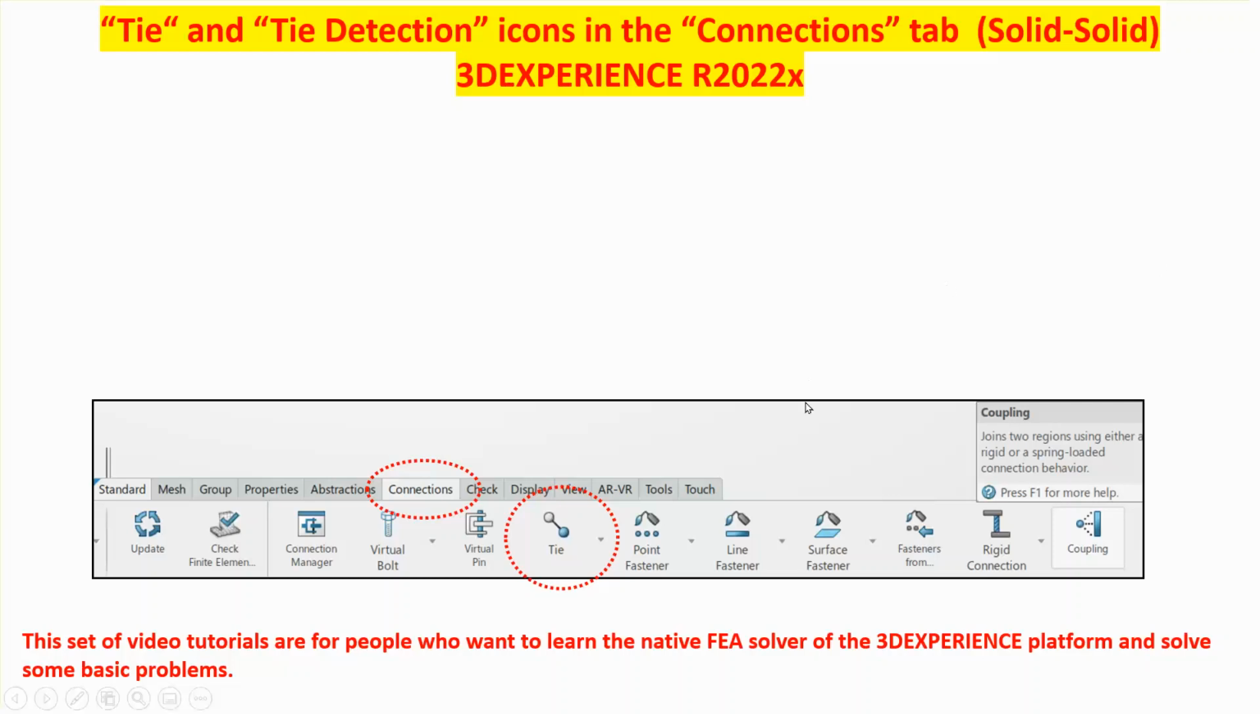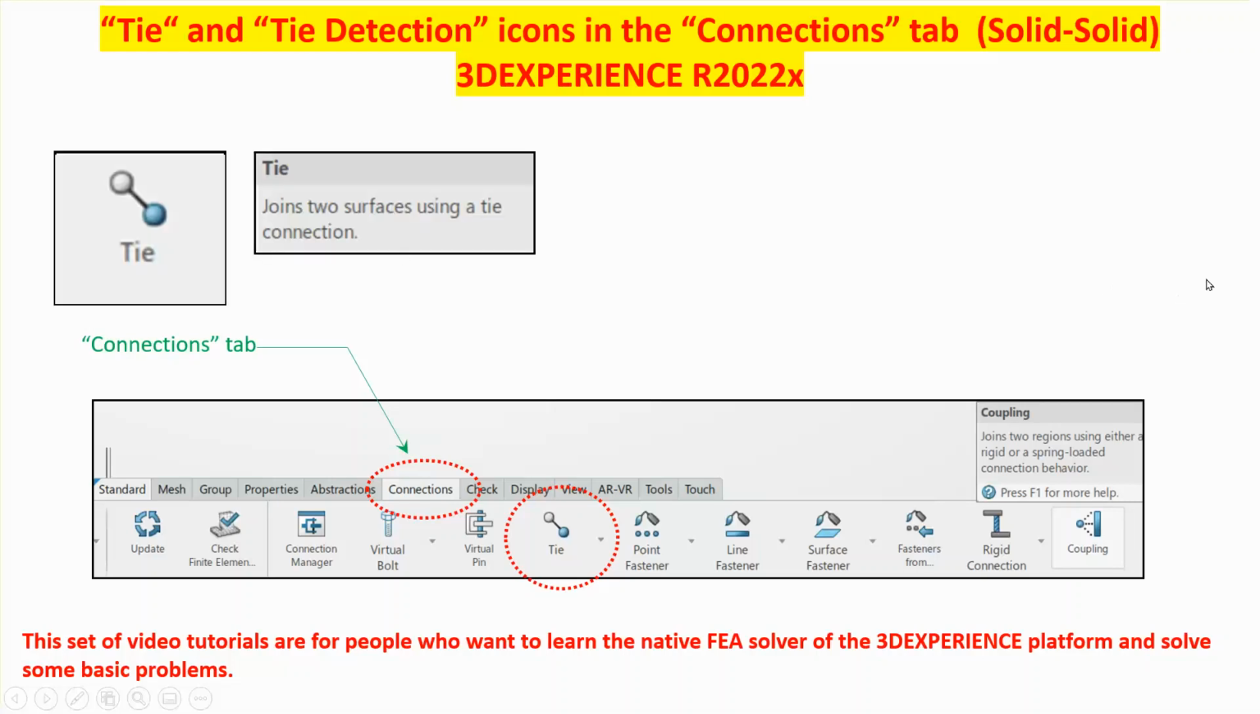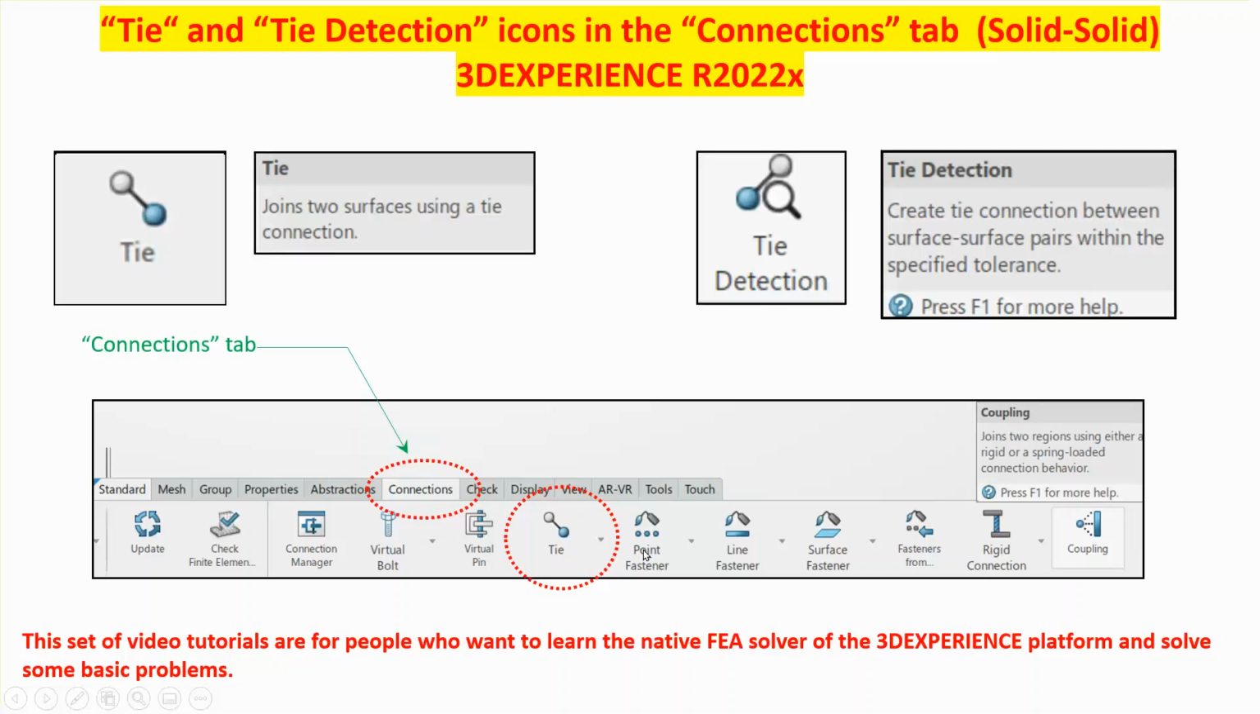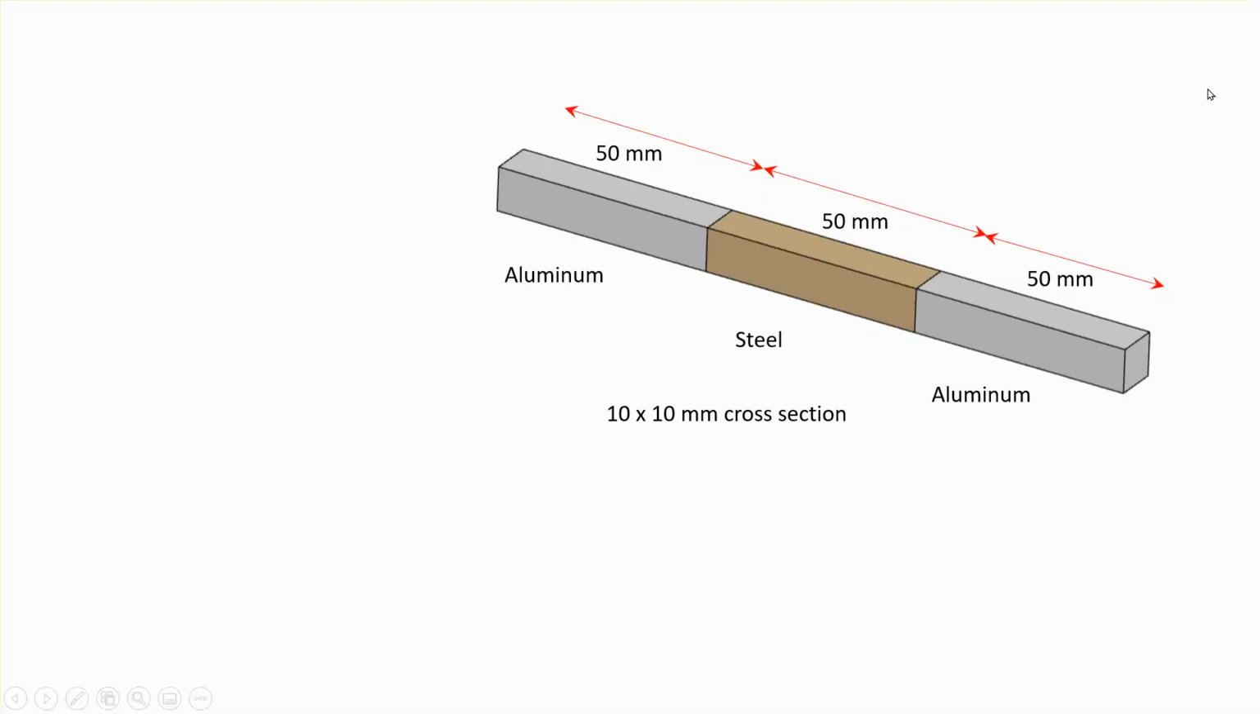So the connections tab happens to be in the module, and there is the icon which says tie, and there's another icon in there. This is a folded list of icons. It's called tie detection. Okay, and I will do that in the context of the following problem.